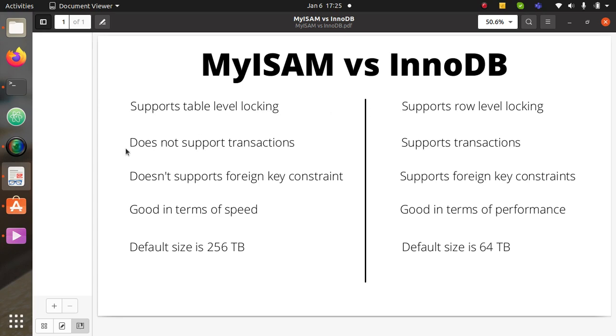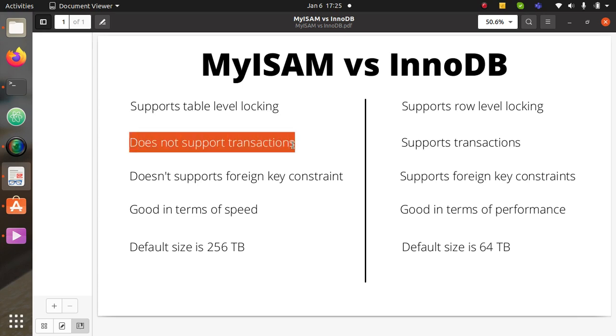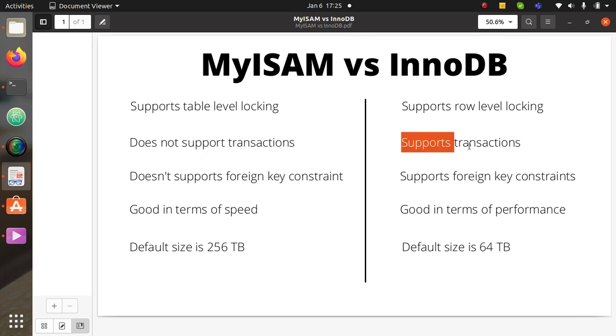Second point is MyISAM does not support transactions. So first of all, what are transactions? Transactions allow us to execute a set of SQL operations like read, write, create, to ensure that the database never fails. But MyISAM does not support transactions, and this is the major drawback of MyISAM as a storage engine. However, InnoDB supports transactions.